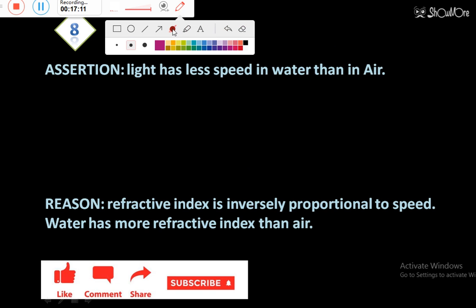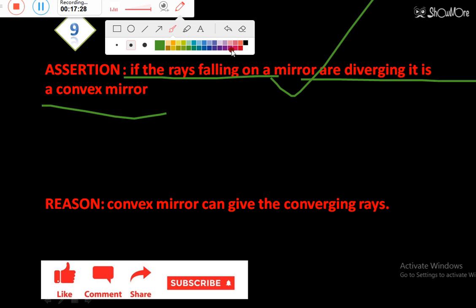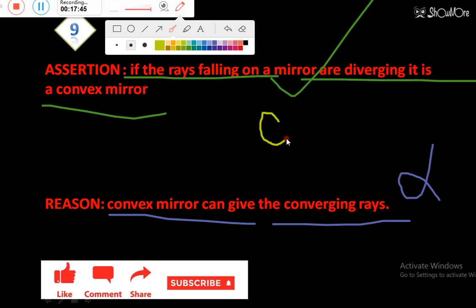Let's move to the next question now. The next question is, if the rays falling on a mirror are diverging, then it is called convex mirror. Yes, it is true because convex mirror diverges the rays. The reason is, convex mirror can give the converging rays. Now this is false. So for this question, assertion is true but the reason is false. So the answer will be option number C.